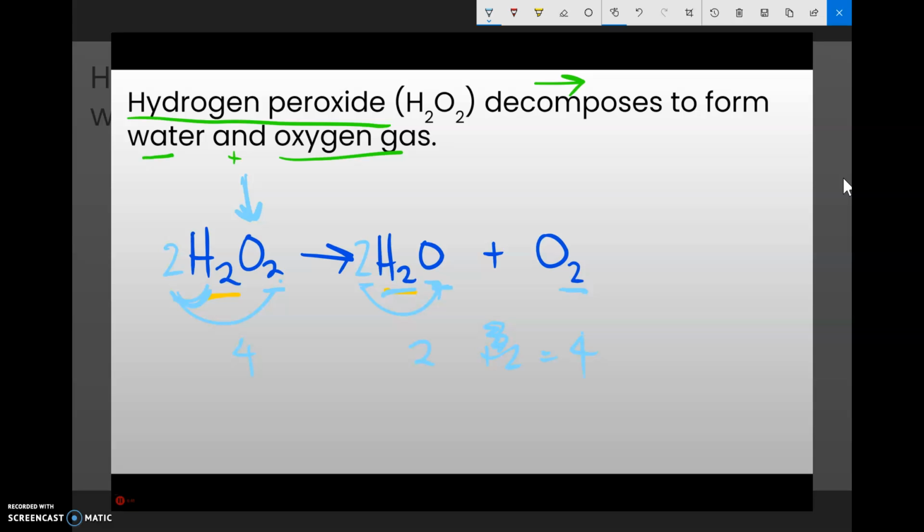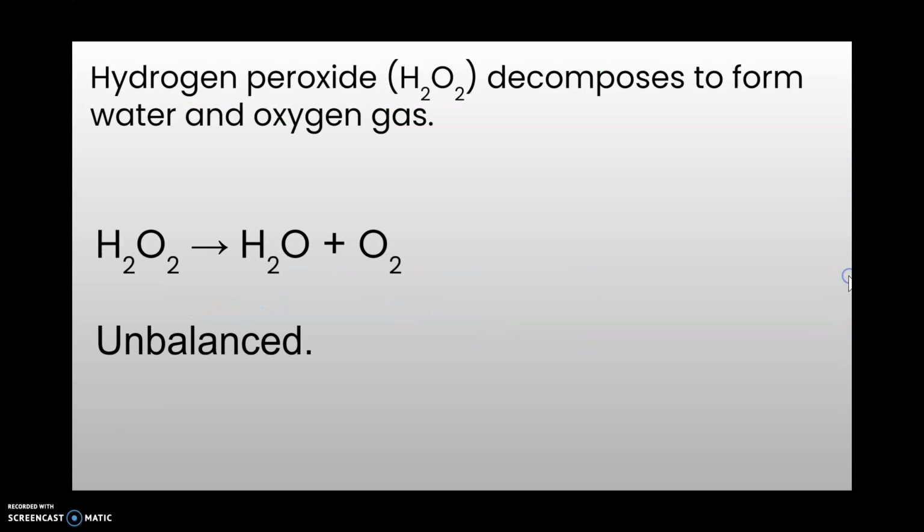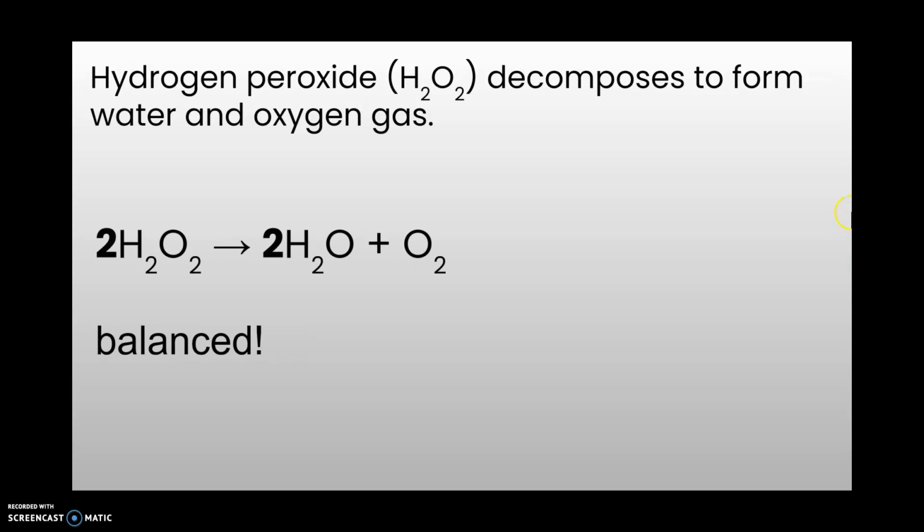If that 2 did not work in front of the hydrogen peroxide, we'd go up by 3. If that didn't work, we'd go up by 4. If that didn't work, we'd go up by 5. And of course, every time we're going up, we're re-looking at the other side to make sure that we are having a balanced number of atoms on both sides. Okay, so there is that one. Here it is balanced.